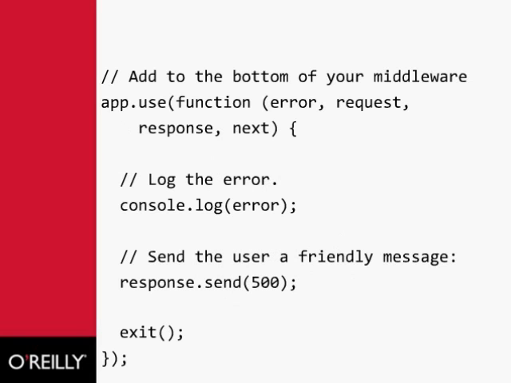But you still need to specify all of those parameters to let Express know that this is an error middleware. So you'll want to log the error as soon as you get it and respond with a 500 error to tell the user, hey, something's gone wrong, instead of just not responding. And then call that exit method that we just wrote.